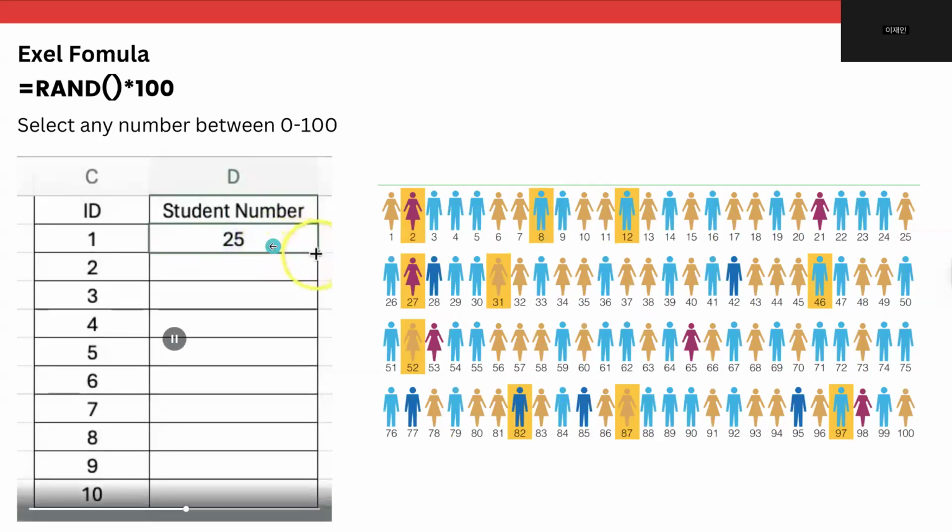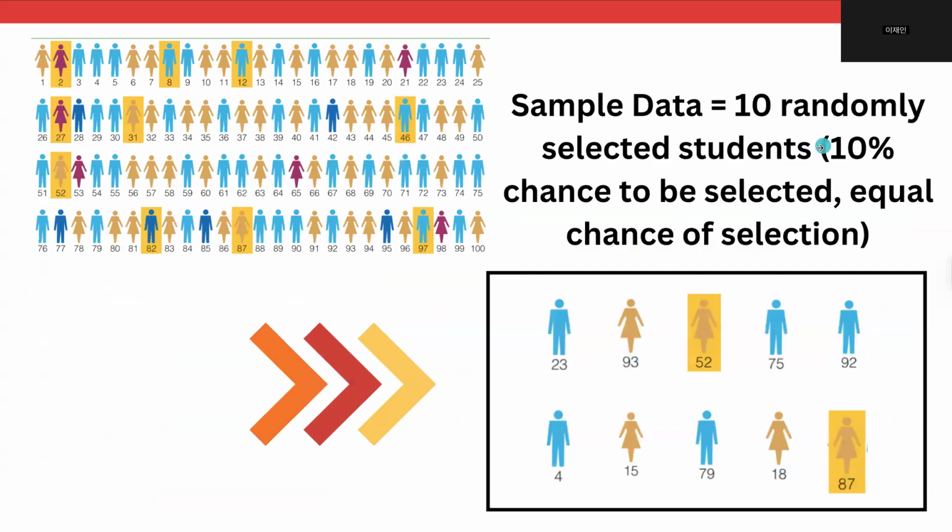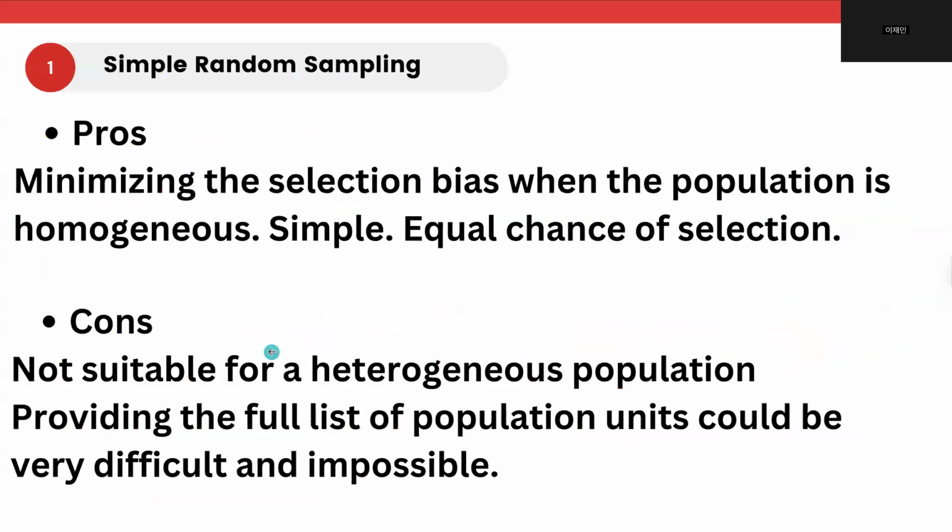Okay, so 25. So you are at the random number. You are choosing the number 23, 20, 39, 52, 25, 92, something. So you are randomly selecting from 100. So you are saying that there is an equal chance of the selection. The problem is that this is not so for the heterogeneous.